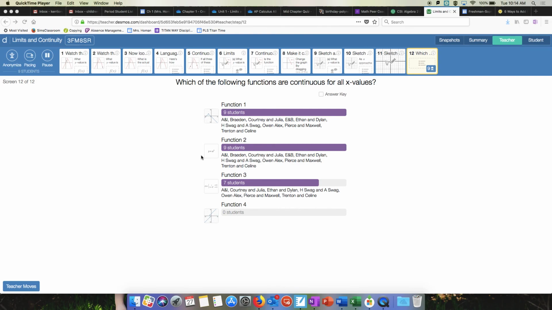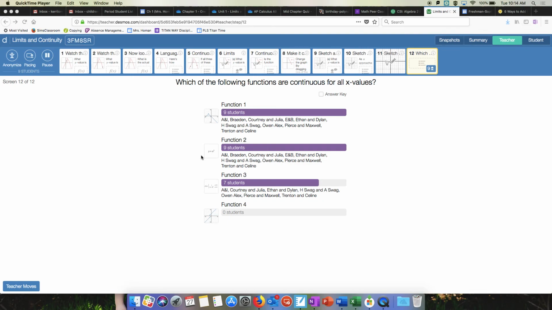I'm going to make you write some things down. There were three things that we needed in order for our function to be continuous. Allie, what was one?